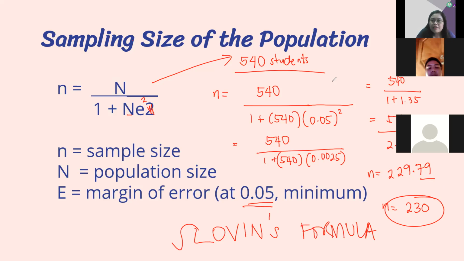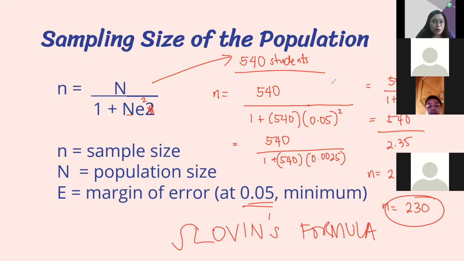So if you want to conduct a study for the medtech program, the population will be all the medtech students from first year to fourth year. You will only have to do your survey with 230 students, not the whole population, but just the sample, 230. We will be selecting 230 students out of the 540 population size. This is again how you compute for the sample size.